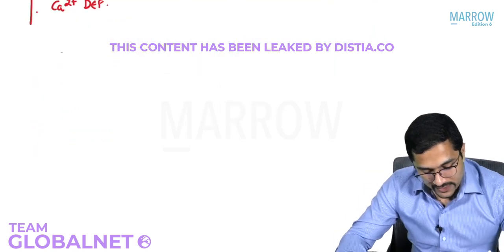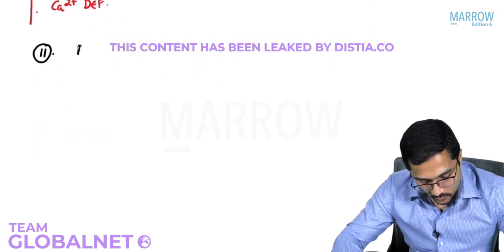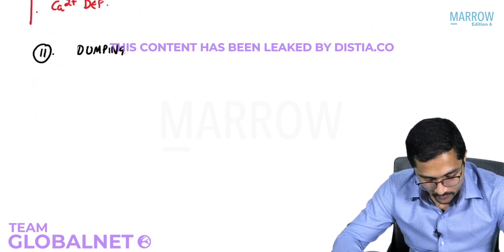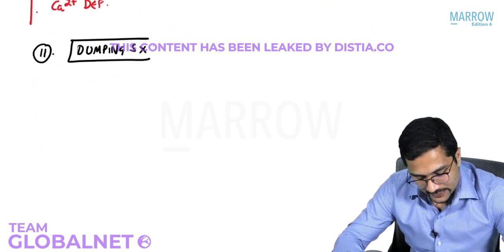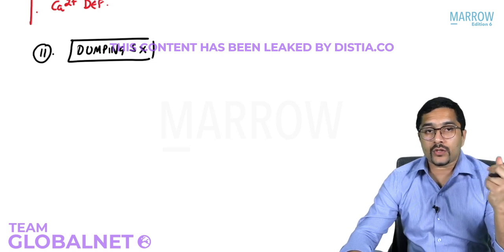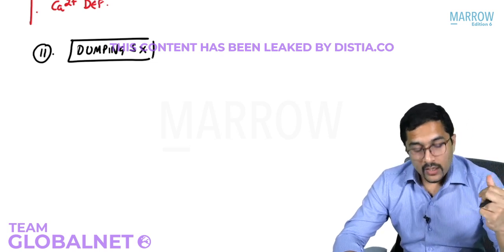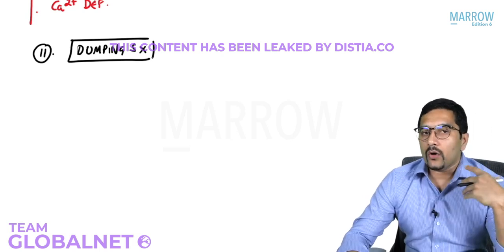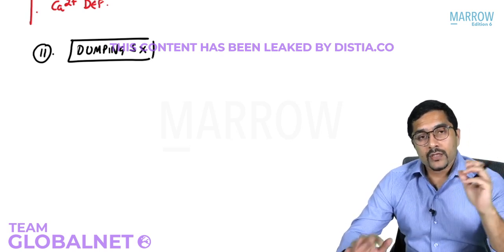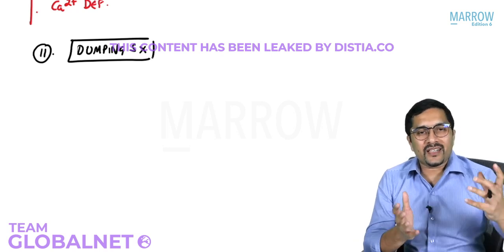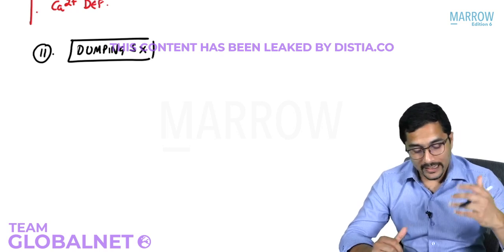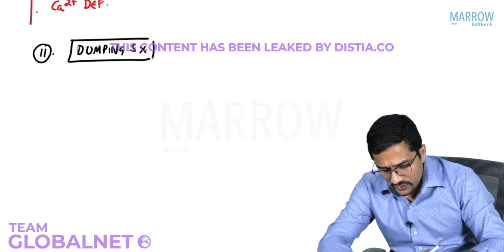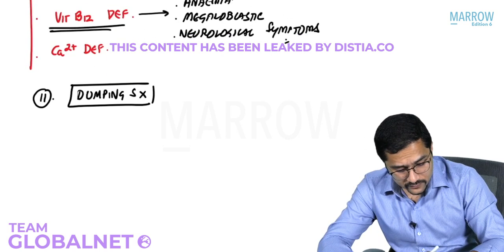The final complication is dumping syndrome, and this is also very important from the MCQ point of view, and this comes as a standalone short note also in college exams. So dumping syndrome is of two types. You can either have early dumping or you can have late dumping. So first let me explain to you what dumping is and how does it develop, and then I'm going to write down the differences between the two.